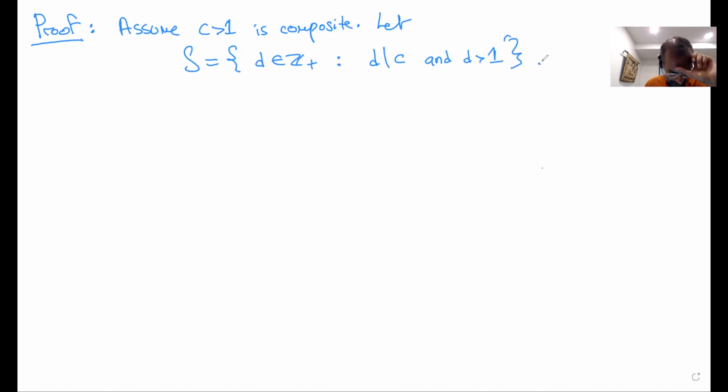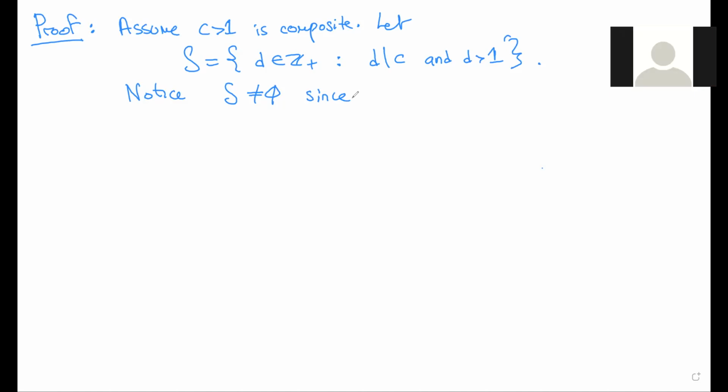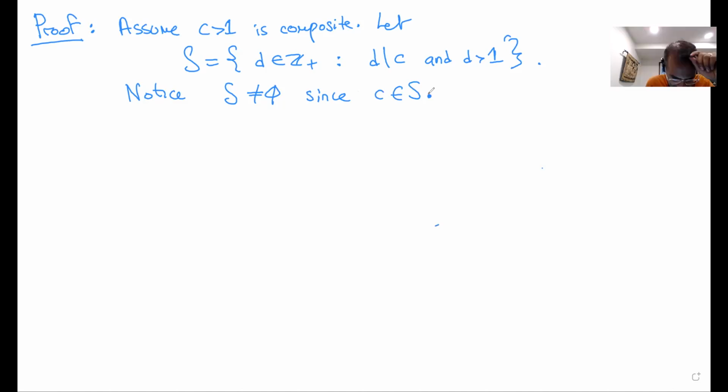Now I'm kind of going to do what you said. First I'm going to notice that the set is not empty. S is not empty since what number is in there? C itself, yeah. C is in S. Also notice that S is a subset of the integers 1 through C, because no number bigger than C is going to divide C. In fact, 1 is not even in there. It's a subset of the integers 2 through C.